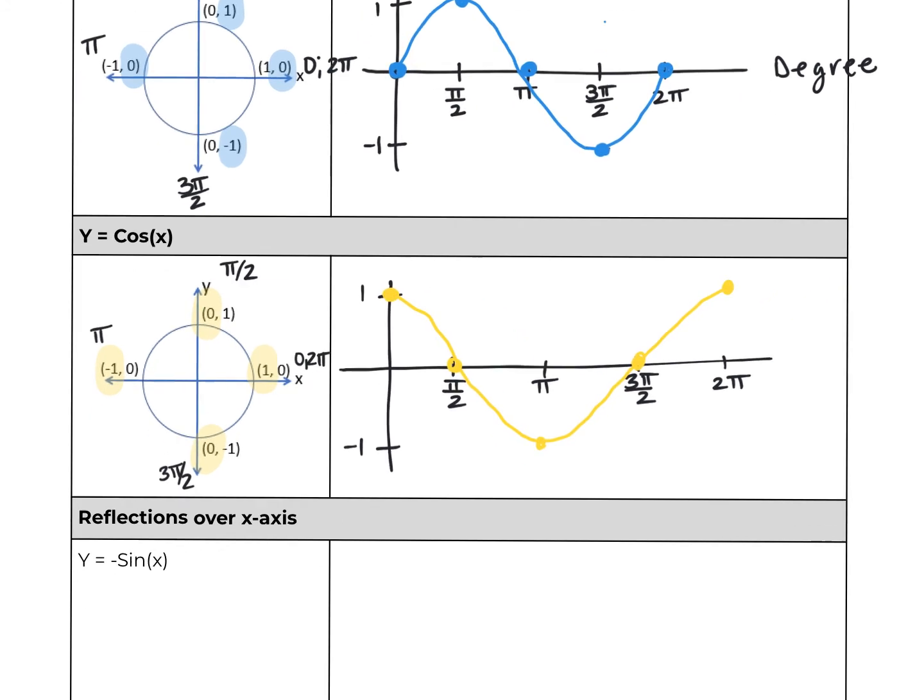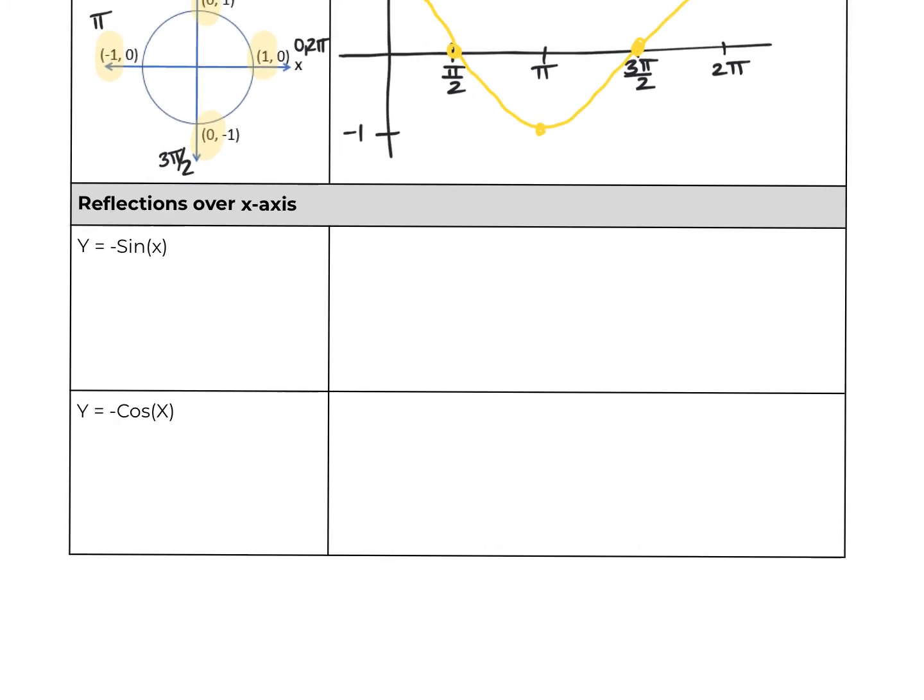And last but not least are the other two graphs. We've got negative sine of x and negative cos of x. Negative sine of x actually is a reflection of positive sine of x, but over the x-axis. So if this is your sine of x graph, I need you to reflect this over the x-axis. This piece would go here, this piece would go here. So your graph of negative sine of x still starts at the midline, but this time goes down, up, down. And those are your same 4 tick marks: pi over 2, pi, 3 pi over 2, and 2 pi.